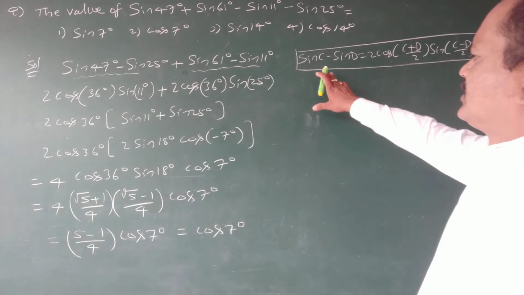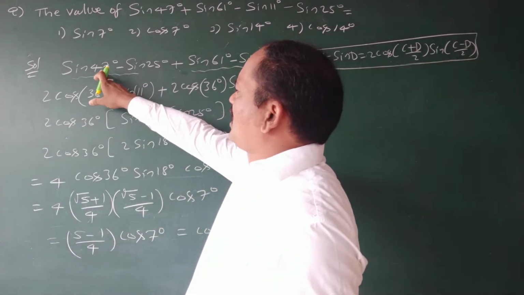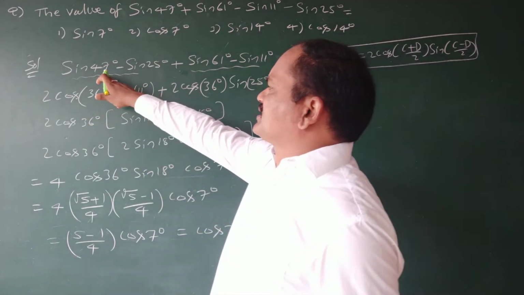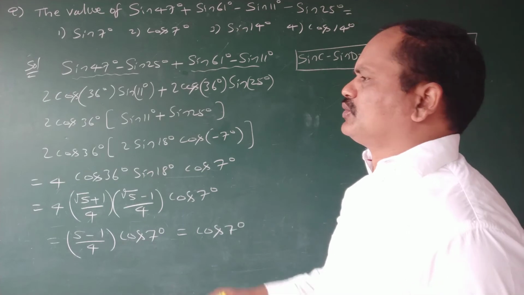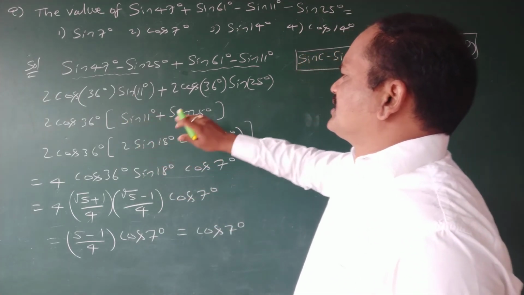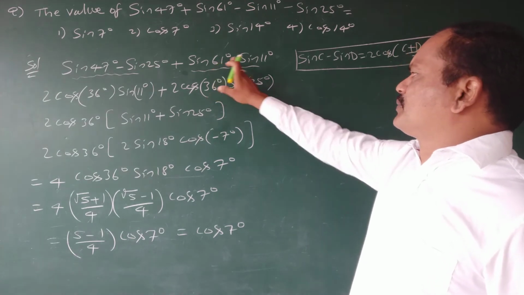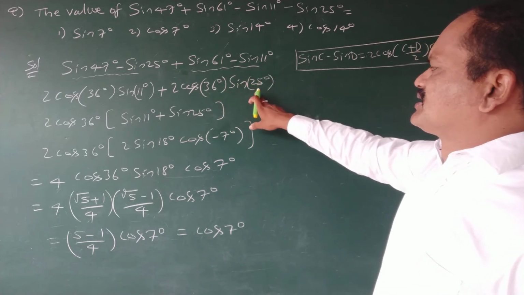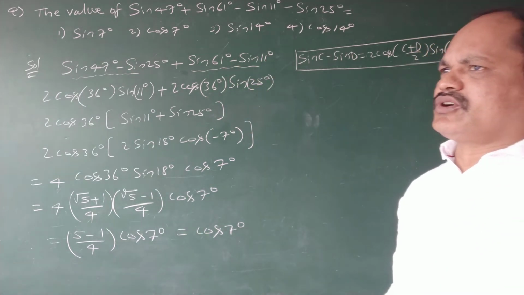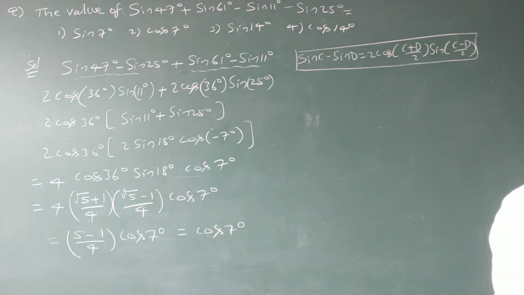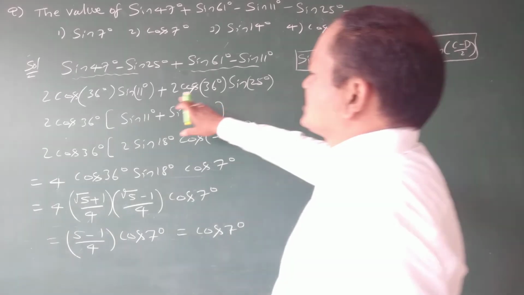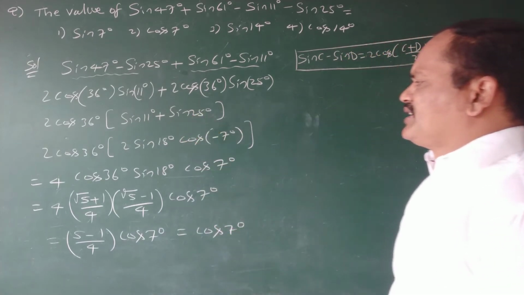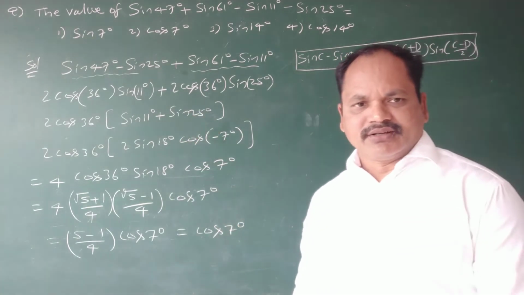According to this formula, here it is 2 cos of (47 plus 25), that is 72 by 2, that is 36 degrees, and 47 minus 25, that is 22, by 2 it is 11 degrees. Same here also, 61 plus 11, 72 by 2, that is 36, and 61 minus 11, that is 50, by 2 it is 25 degrees. Now take 2 cos 36 common from these two. 2 cos 36 is common, remaining sin 11 plus sin 25.